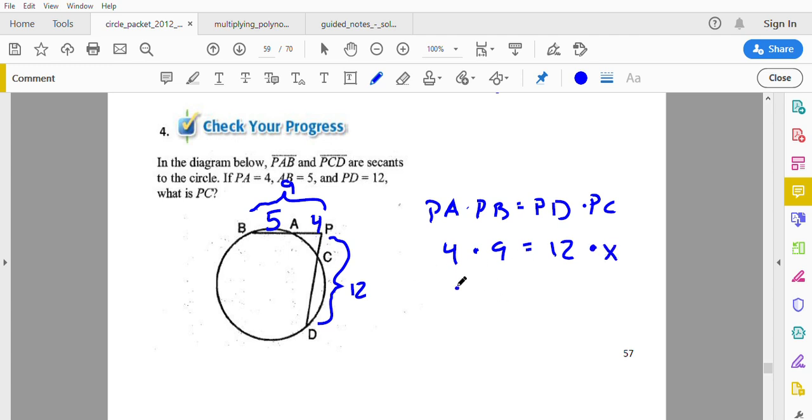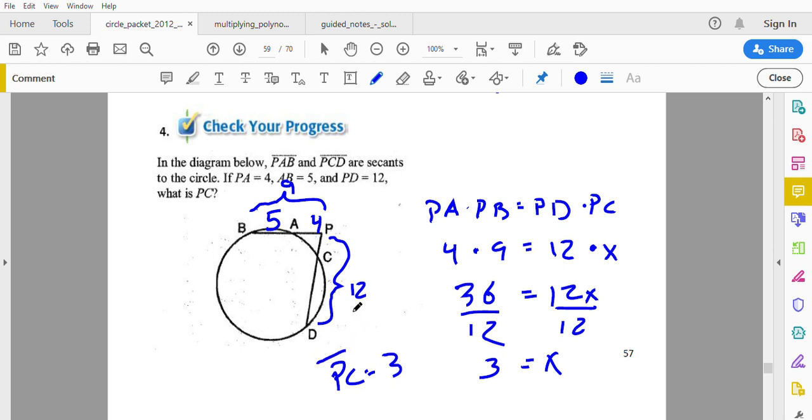So again, 9 times 4 is 36. And what are we going to find out? x is equal to 3, so PC is equal to 3. Again, I know I switched the order here. I did that just to show you guys that it's multiplication. It's commutative, so it doesn't matter which way you order it. The big thing you guys got to get is the outside times the whole thing is equal to the outside times the whole thing. They love to do this to you guys. I don't know if you guys remember, we had kind of the same situation when we did triangles.